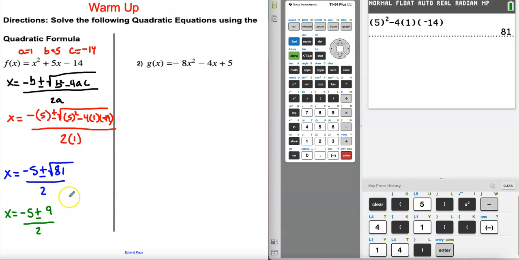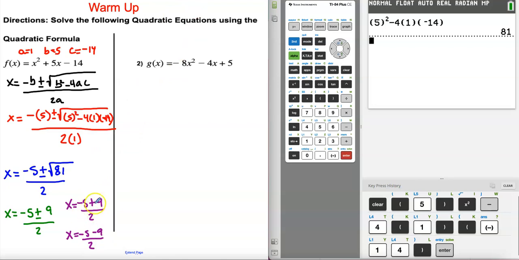I have x is equal to negative 5 plus 9 divided by 2. That's one of the equations. And my other equation is x is equal to negative 5 minus 9 divided by 2. So to get my two solutions, I would just have to solve both of these equations.